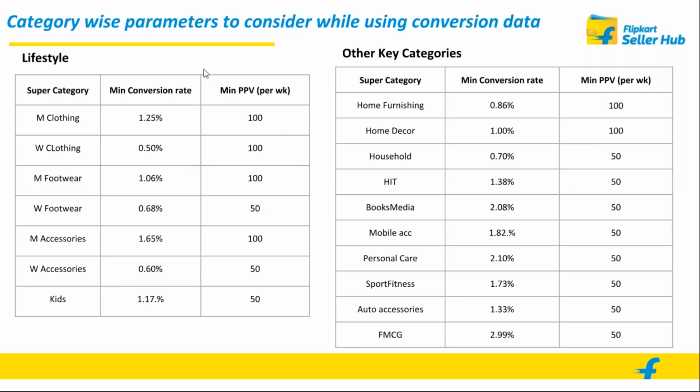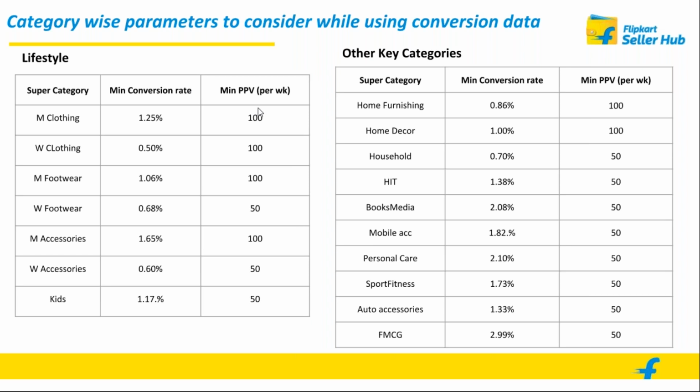So you see, what we have out here is a bit of a table for your guidance. We have put it across some of the major super categories that we have out here. What is the minimum conversion rate that you should take? This is basically the average conversion rate for the category, right? And the minimum PPV that you need to look at.